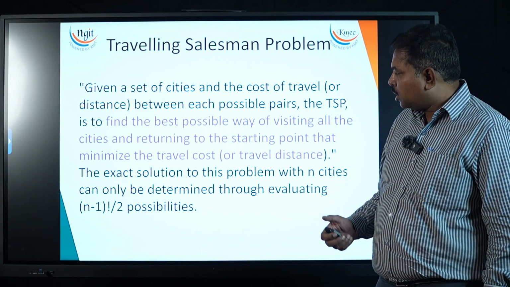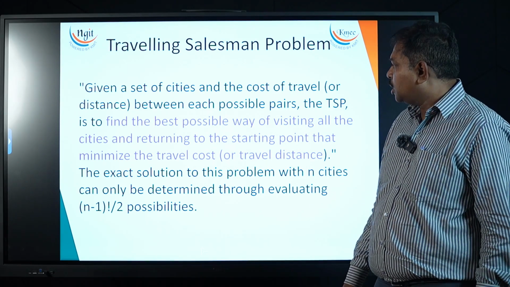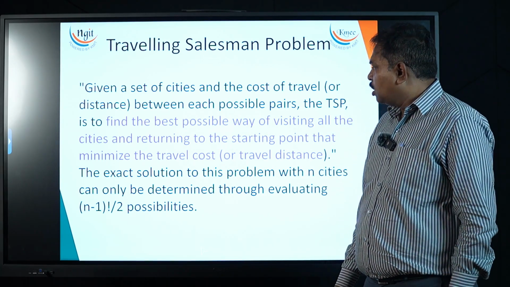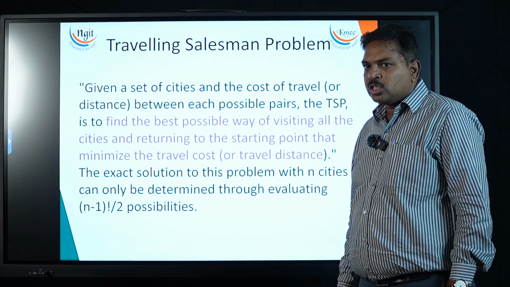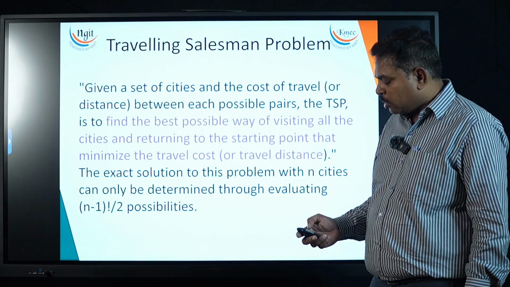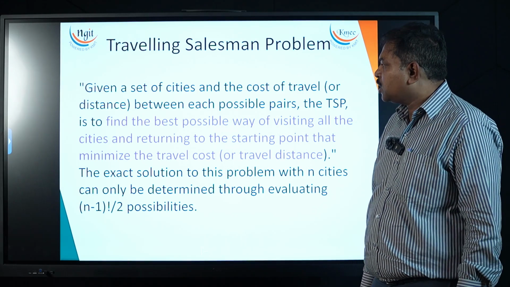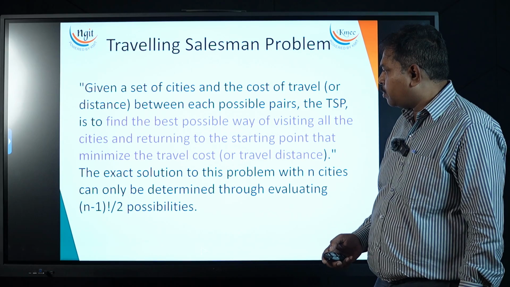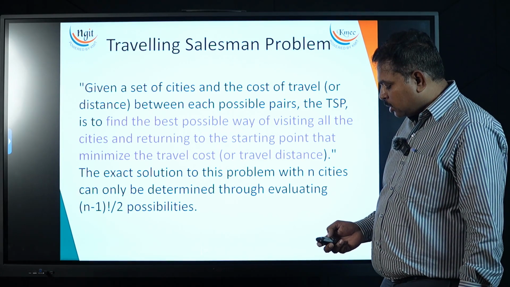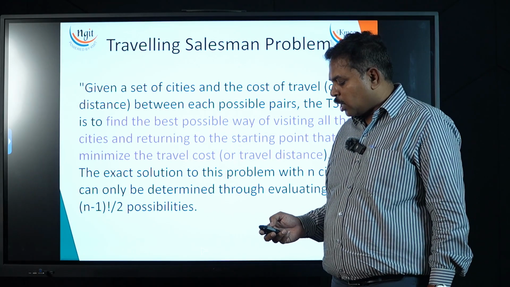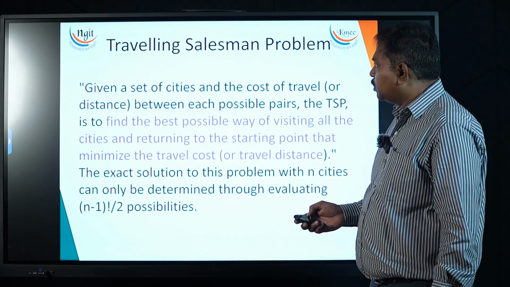While visiting cities, he has one objective: he should visit all cities once, and he should reach the place where he started, and his main objective is to minimize the cost. That means at a lesser cost he has to visit all the cities and come back to his original place. How this optimization problem is solved using local search algorithms, we discuss one by one.